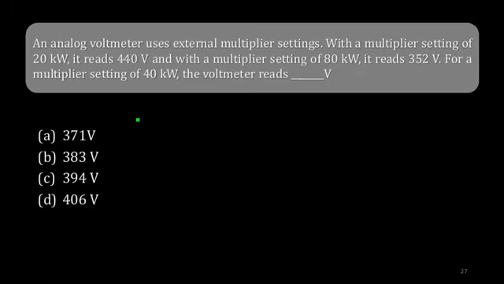Maybe another question. An analog voltmeter uses external multiplier settings. With a multiplier setting of 20 kilo ohm, it reads 440 volt, and with the multiplier setting of 80 kilo ohms, it reads 352 volt. For a multiplier setting of 40 kilo ohm, the voltmeter reads dash volt. So you need to find out the answer. One of them is the correct answer, so it is left to you to solve.